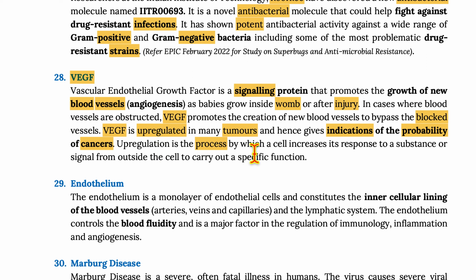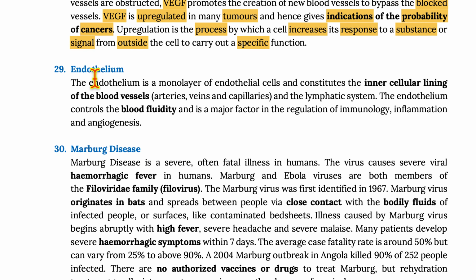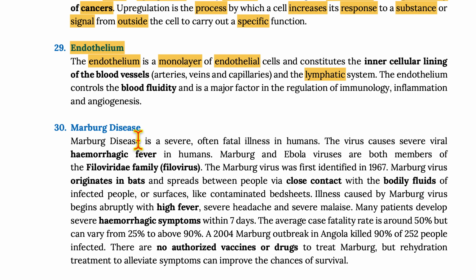Upregulation is the process by which a cell increases its response to a substance or signals from outside the cell to carry out specific functions. Endothelium. The endothelium is a monolayer of endothelial cells and constitutes the inner cellular lining of blood vessels and the lymphatic system. The endothelium controls blood fluidity and is a major factor in regulating immunology, inflammation, and angiogenesis.